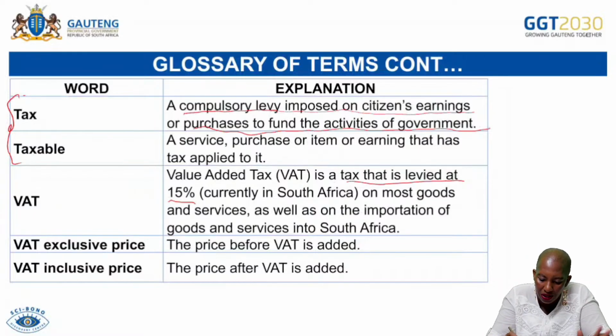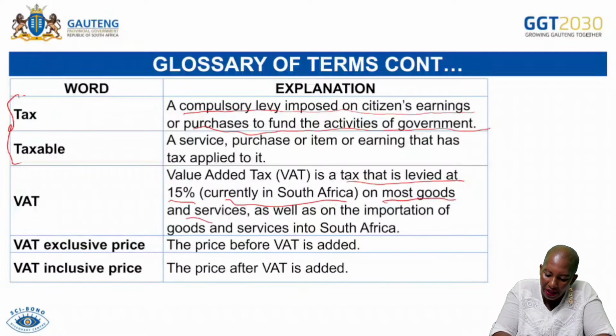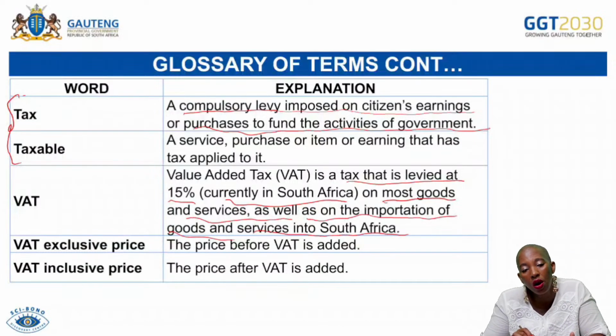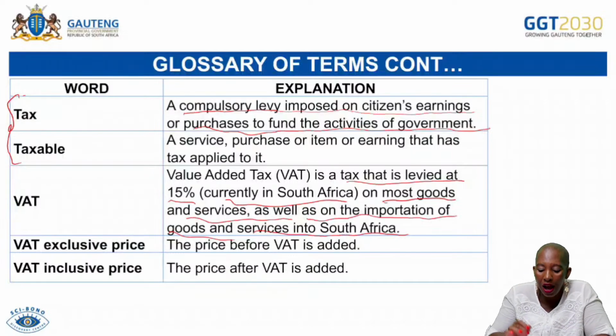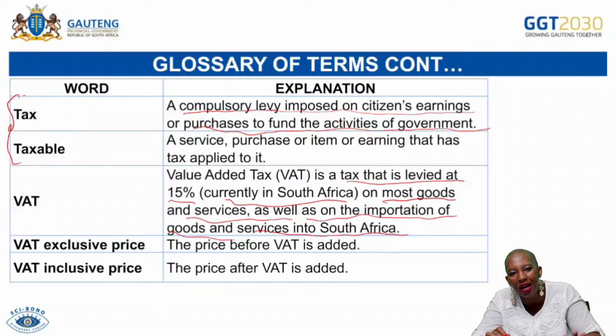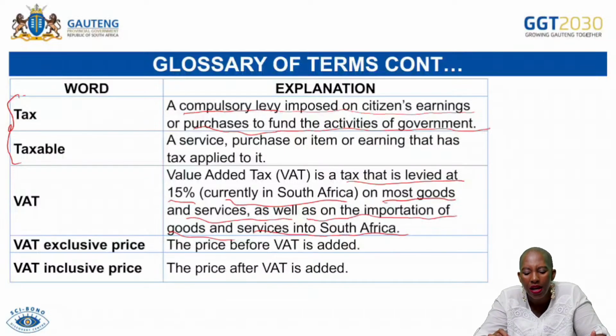So now we are saying, what is value added tax? Value added tax is a tax that is levied at 15% currently in South Africa on most goods and services, as well as on the imports of goods and services into South Africa. So those clothes that you are ordering from Temu, online shopping, they also have VAT. We are paying VAT towards those. So those goods, when they import them coming into our country, they need to pay tax.